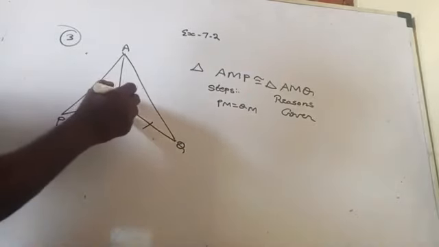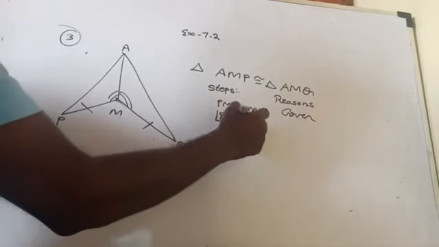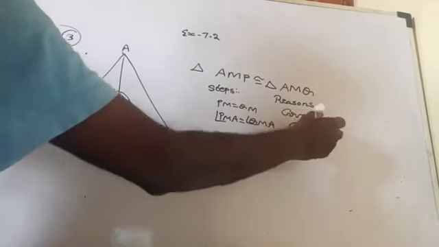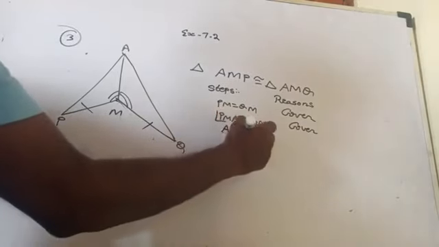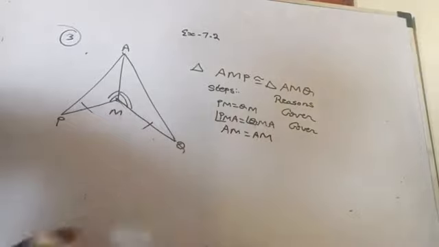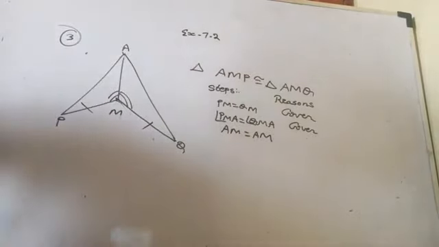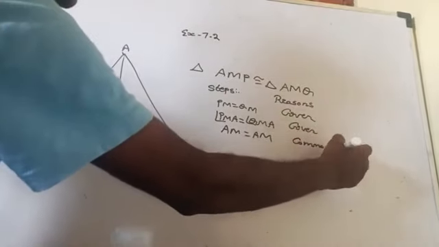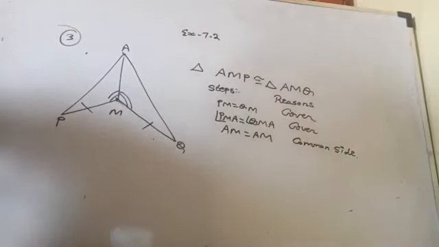Angle PMA equal to angle QMA, it is also given for you. And then after that, AM equal to AM. It is not given, but it is common. AM is common for both triangle APM and triangle AQM. Therefore, AM equal to AM is the common side. It is what, dear? Common side. Are you getting there? Yes.